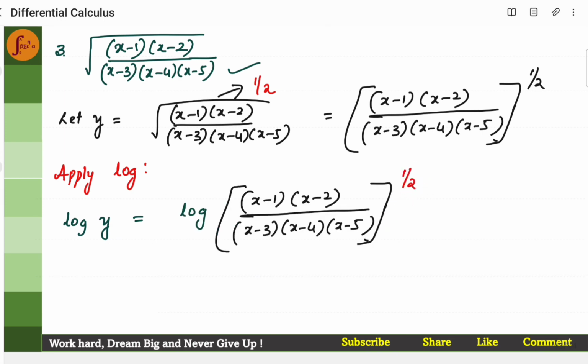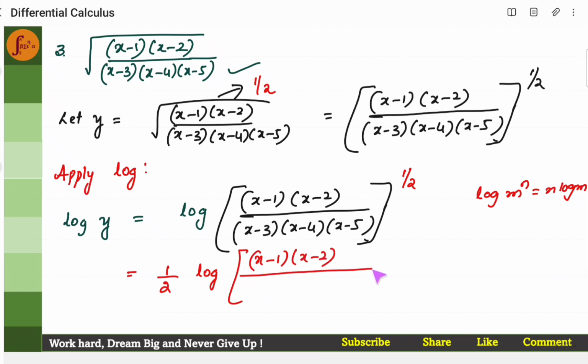Now we'll use the logarithmic property: log m to the power n is n log m. So this will be half into log of (x minus 1) into (x minus 2) divided by (x minus 3) into (x minus 4) into (x minus 5).